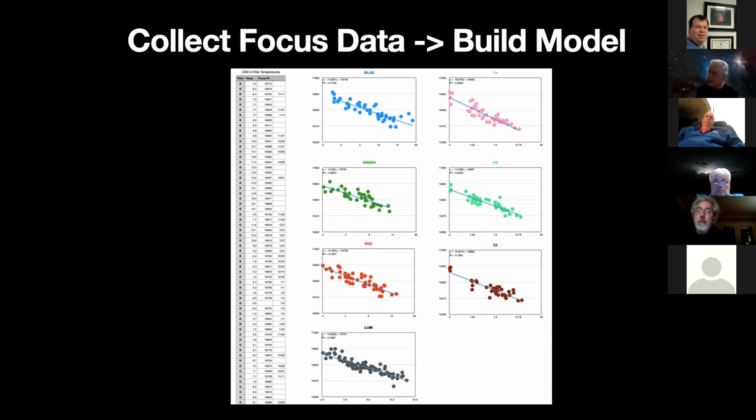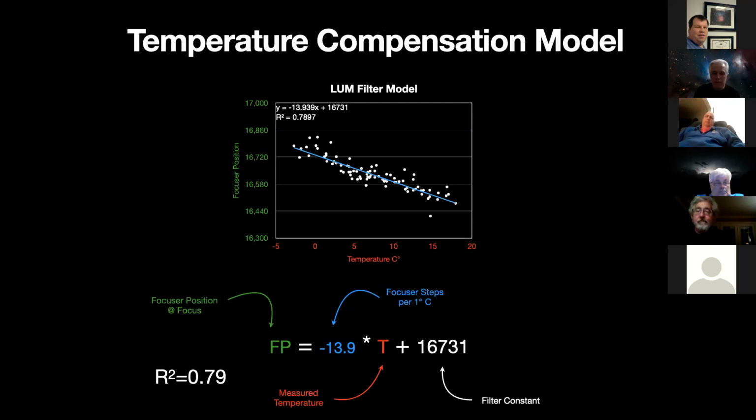So that's that intercept that I was talking about earlier. At 0 degrees, this equation essentially gives you the focus point. I'll go back to it. That white number, 16,731, that's where the focuser should be pointed to or set to when the temperature is 0. That's proven out in the linear model to be the filter constant for the Lume filter. And each of the filters has a slightly different number for their constant.